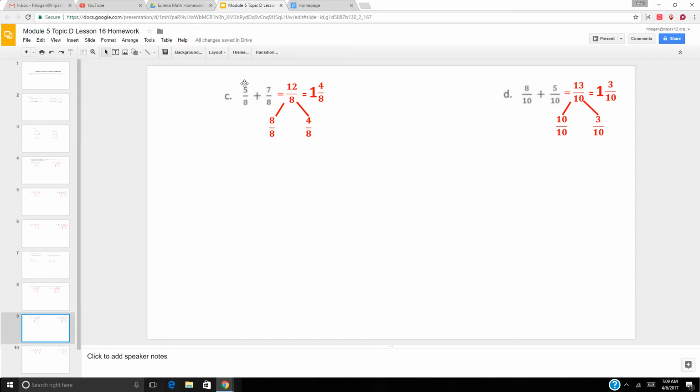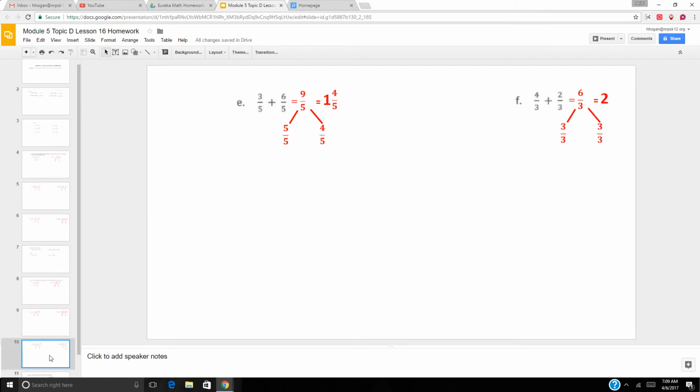5 eighths plus 7 eighths. 5 plus 7 is 12, so that's 12 eighths. 8 eighths, 8, 9, 10, 11, 12, that's 4 eighths, 1 and 4 eighths. 8 tenths plus 5 tenths. 8 plus 5 is 13, so 13 tenths. 10 tenths, 10, 11, 12, 13. That gives us 1 and 3 tenths. 3 fifths plus 6 fifths. 3 plus 6 is 9, so 9 fifths. 5 fifths is 1. 5, 6, 7, 8, 9. That's 4 fifths. 1 and 4 fifths.